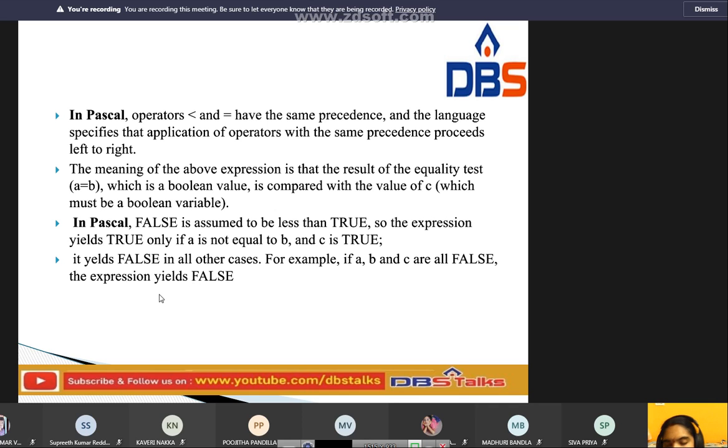In Pascal, the operators less than and equal have the same precedence. That's why false is assumed to be less than true, and the expression yields true only if a is not equal to b and c is true. It yields false in all other cases. For example, if a, b, c are all false, the expression yields false.